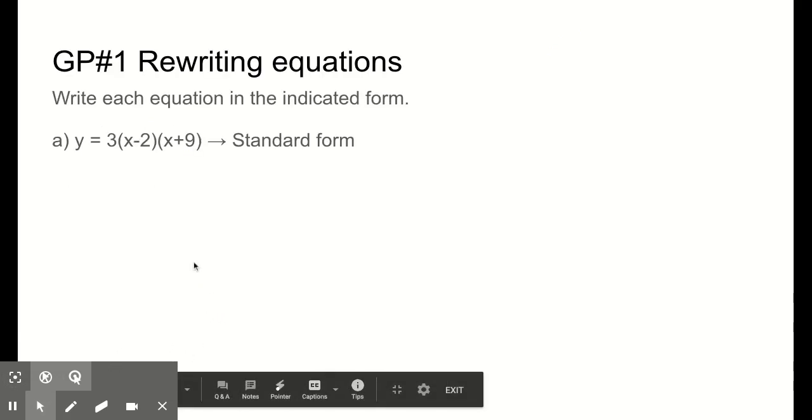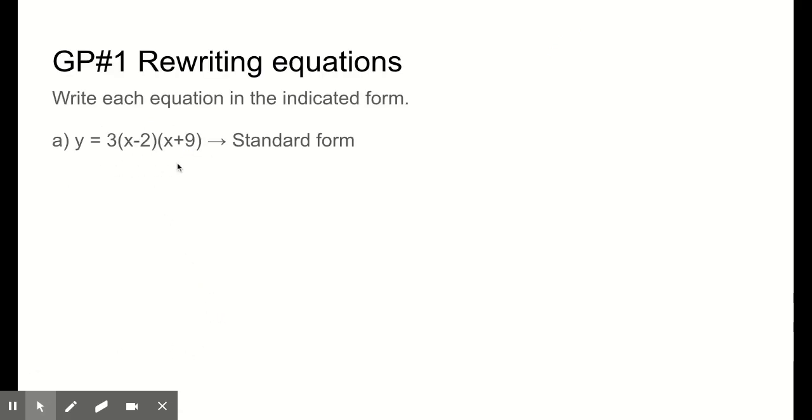So first, we have an equation written in factored form, and we're being asked to write it in standard form. So we're rewriting equations. We're going to write each equation in the indicated form. So from here, we need to go into standard form. Again, recall that standard form is y equals a x squared plus bx plus c. And so we need to multiply this out. We need to expand this out to get rid of all of our parentheses so that our equation is in standard form. So here, what we will do first, don't forget to add to your toolbox.